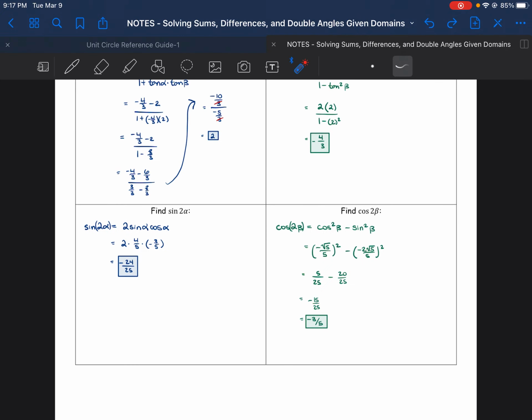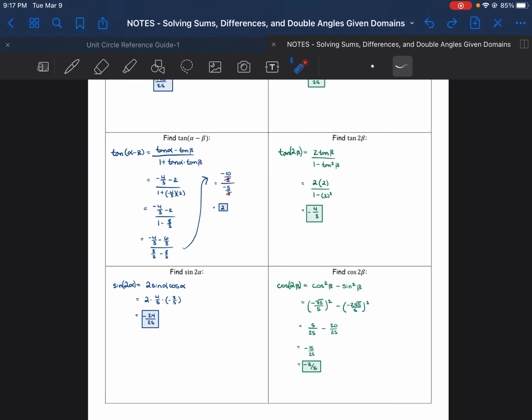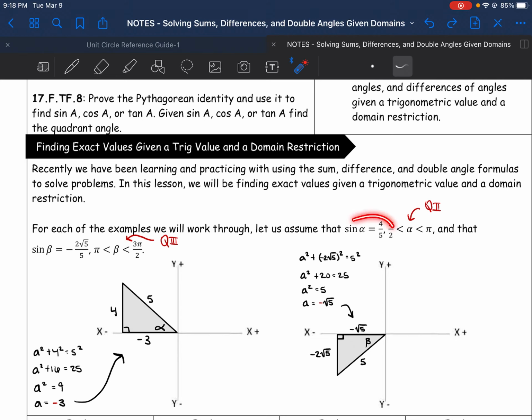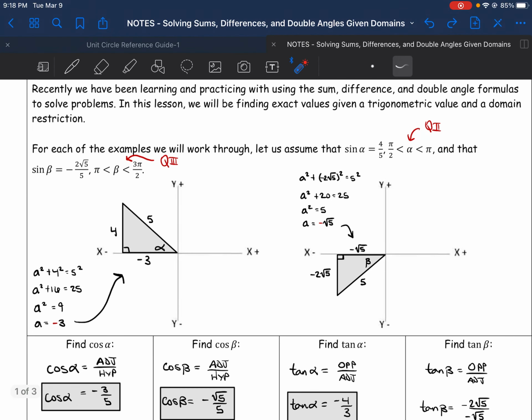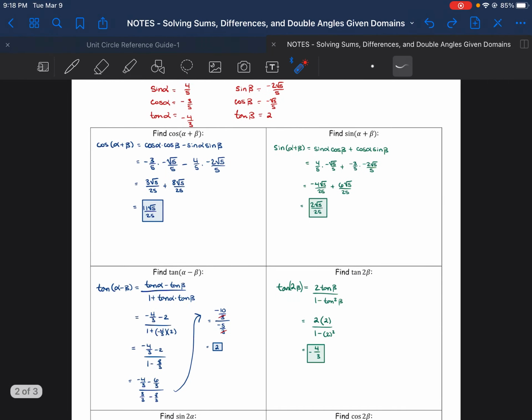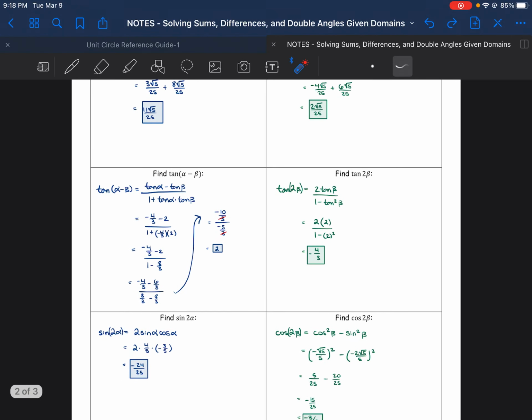Okay, so this is how we would handle problems like these, especially when, again, you're given a trig value in a domain like this. See how we're given sine of alpha, sine of beta. We're given domain restrictions, told which quadrants they're lying in. You end up making triangles, finding the 6 trig functions, the sine, cosine, and tangent for each of the triangles, and then using those to calculate your sum, difference, and double angle formulas.